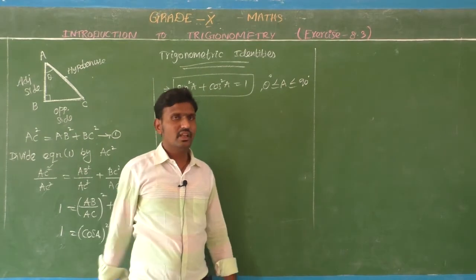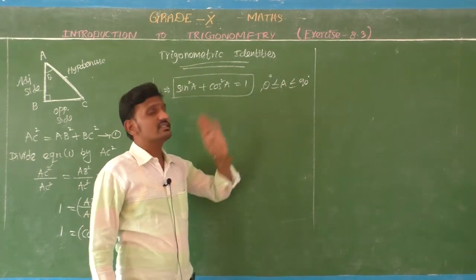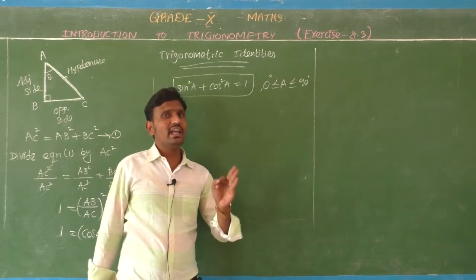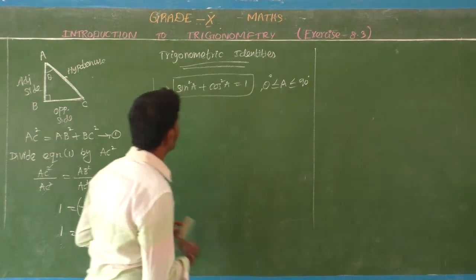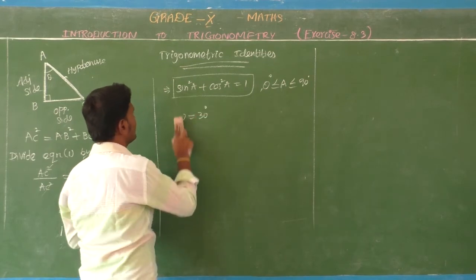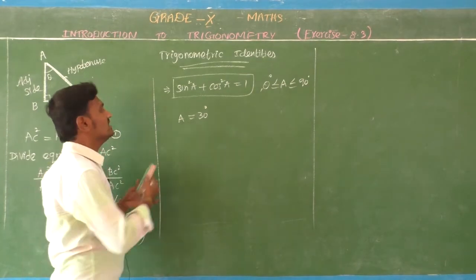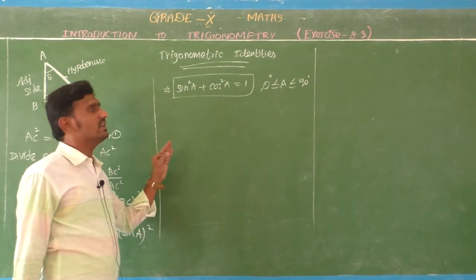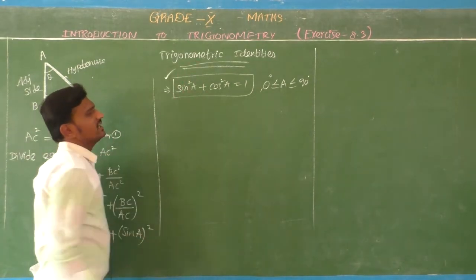0 degree is less than or equal to theta, which is less than or equal to 90 degree. Suppose the angle I am going to take is theta, that is 30 degree, angle A equal to 30 degree. I will give you that later in the examples. Before that, I complete the first identities. So this is your first identity.